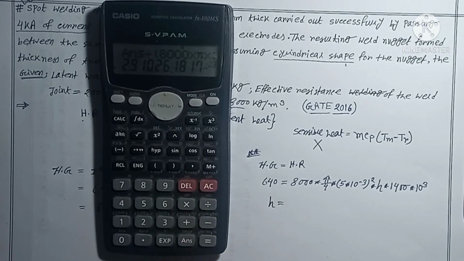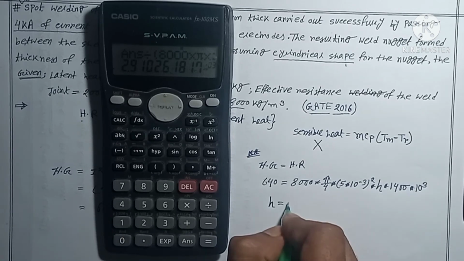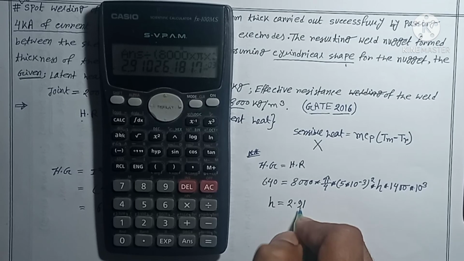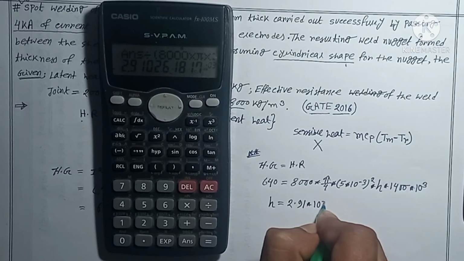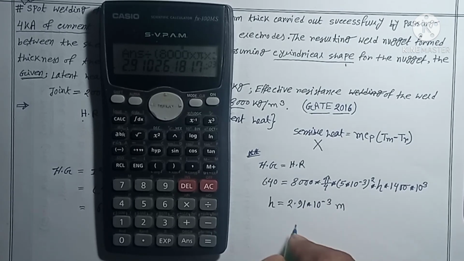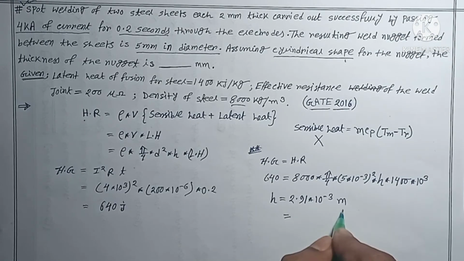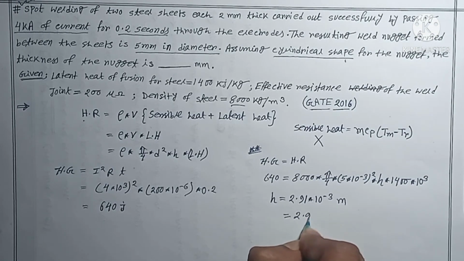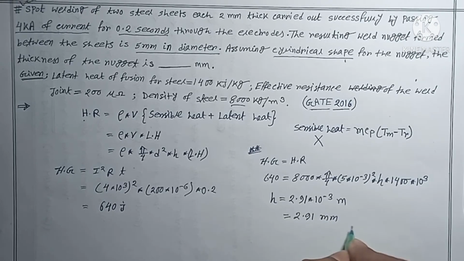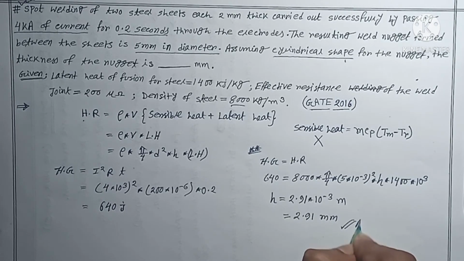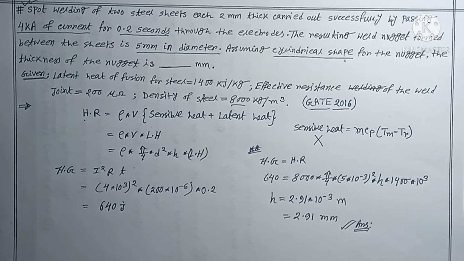Am I right? So here I am getting height as 2.91 into 10 power minus 3 in meter. So if you convert it from meter to millimeter, then you will get 2.91 millimeter. So this is basically what they asked. So it is clear now. I hope you got how you can utilize the concept of resistance welding in your exam hall. So thank you.